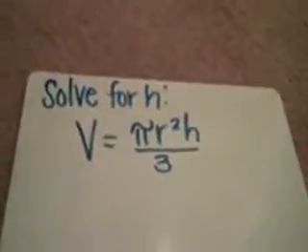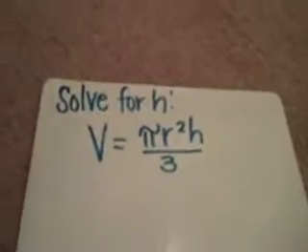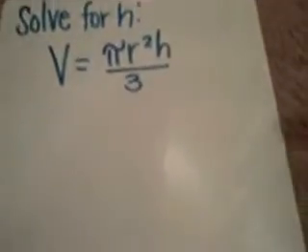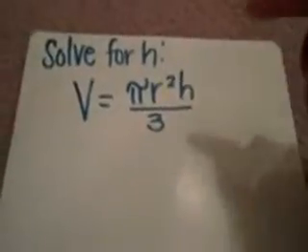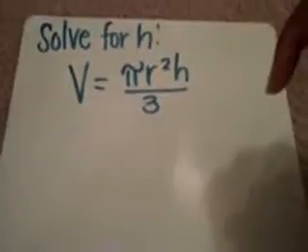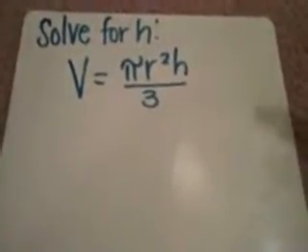Alright, here we have the volume formula for a cone, and we're going to solve for h. Okay? First things first, we need to focus on the problem and actually see what's going on. We have pi times r squared times h divided by 3. Now remember, we're going to do the inverse of all of that to get h by itself.